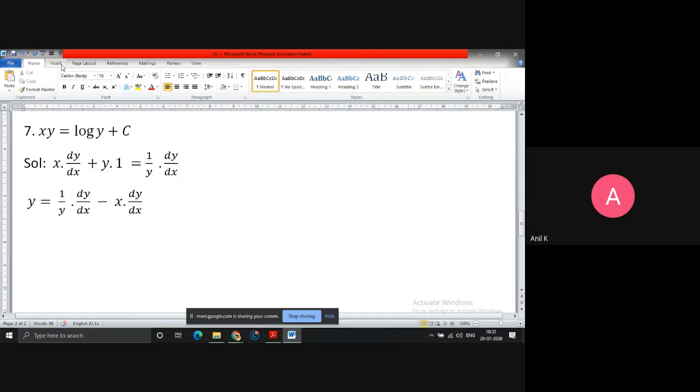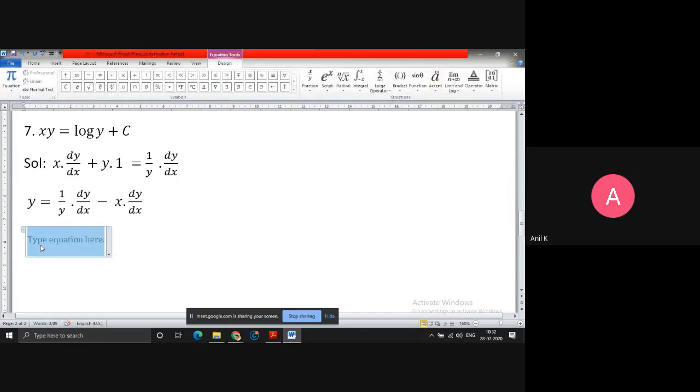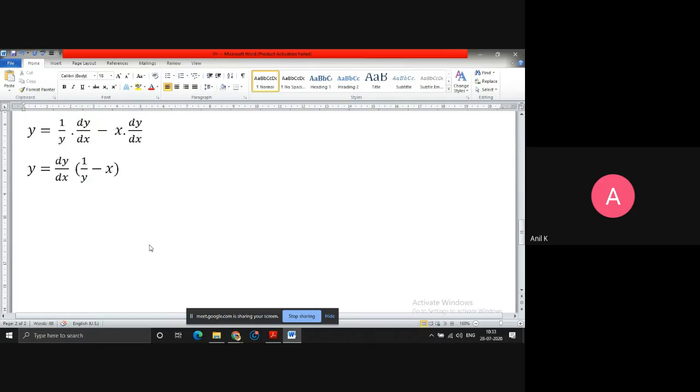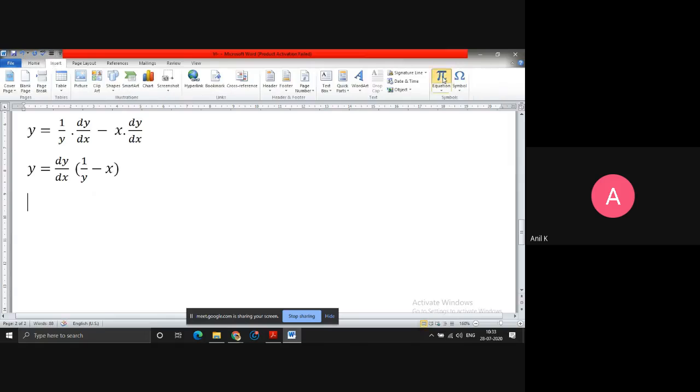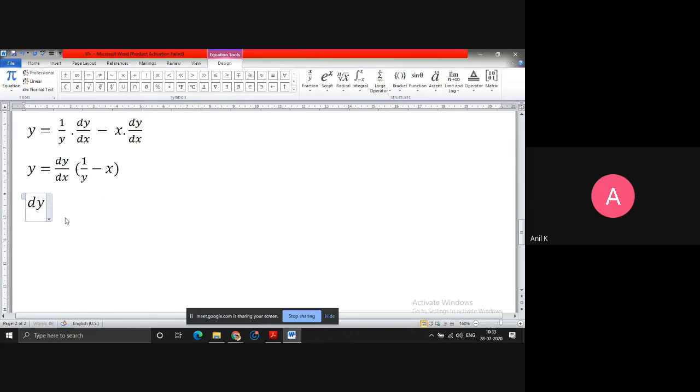So in the next step, what you get here is y equals, if I take dy by dx common from both the terms, you have 1 upon y minus x. Okay. So finally you want the dy by dx value. So I can keep dy by dx on one side and send all other terms to the other side. So we have dy by dx is equal to, let me insert the fraction here.